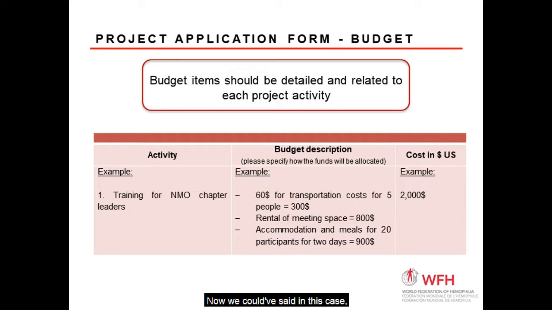Now, we could have said in this case, I want to train NMO chapter leaders, and the cost is going to be $2,000. But that doesn't tell me that you've thought through the whole process. The budget description, and the line item where you allocate money to each and every line item, is so important so that we can see, oh, wow, you've really thought through this. You know where your costs are going to be. And this tells me that you'll be able to achieve it.